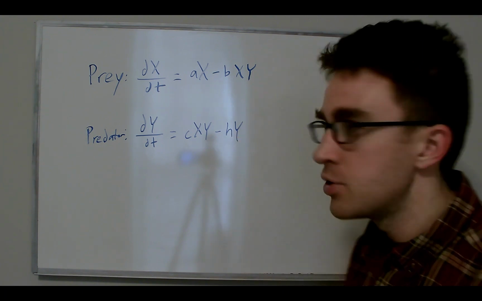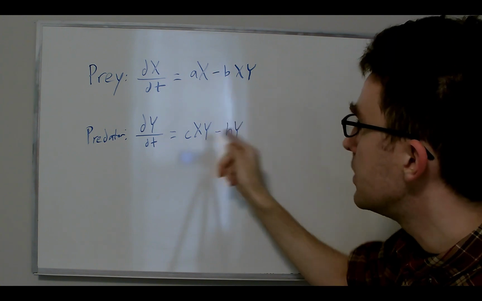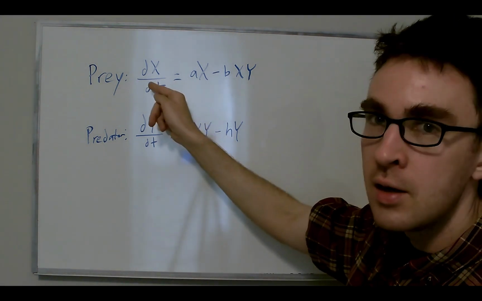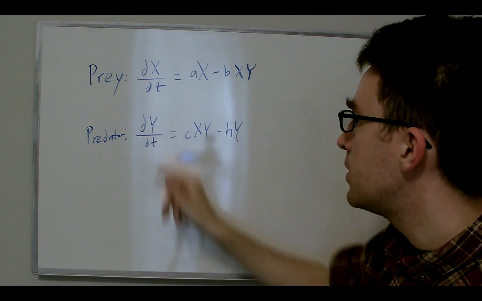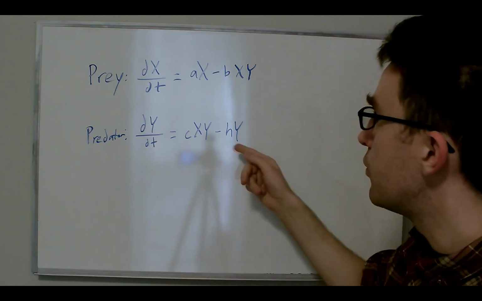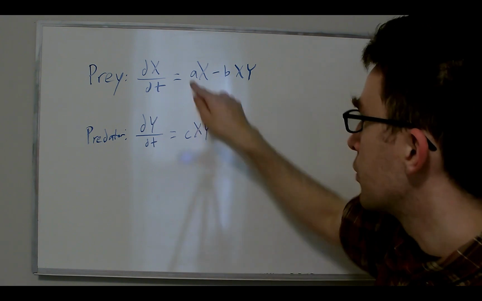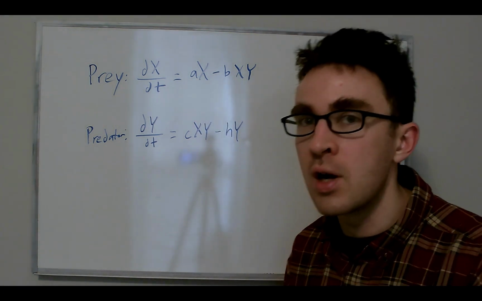The reason I'm using h here is that it seems like it would go a, b, c, d. But I didn't want to confuse people because there's a d in the differential equations, dx/dt, dy/dt. So instead of using d, I used h for the constant parameter. These four, a, b, c, and h, are just constant parameters for the model.